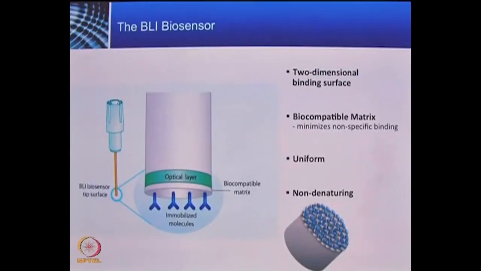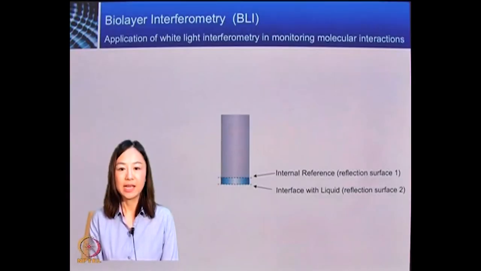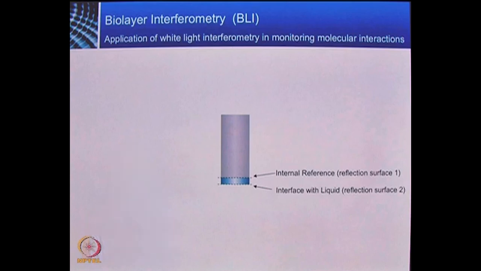The benefit of using this patented biocompatible matrix is that it's very uniform. It minimizes the molecule binding to the membrane and also it is non-denaturing. So what happens when we are doing experiments with BioLayer Interferometry? If we take a close look at the biosensor, we can actually observe two reflection layers. The internal reflection layer is engineered into the biosensor during the manufacturing process. And the second layer is an interface between the tip of the biosensor and the liquid.